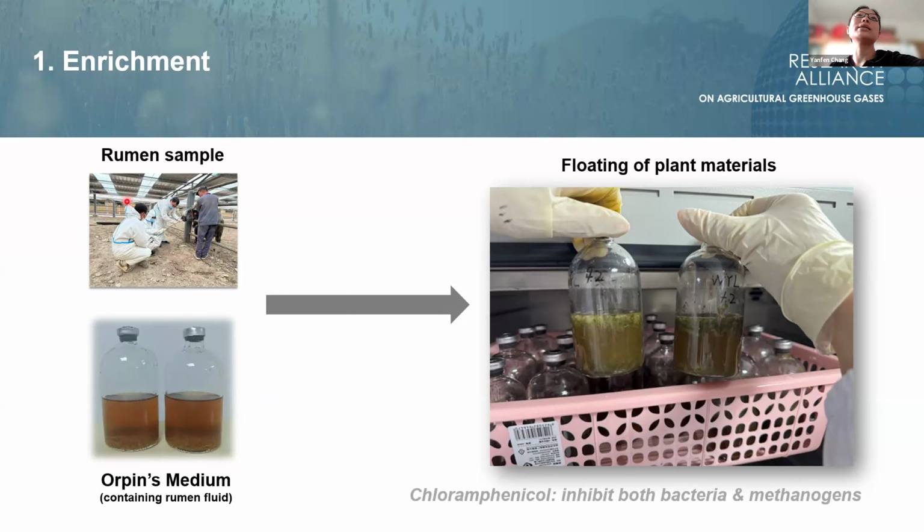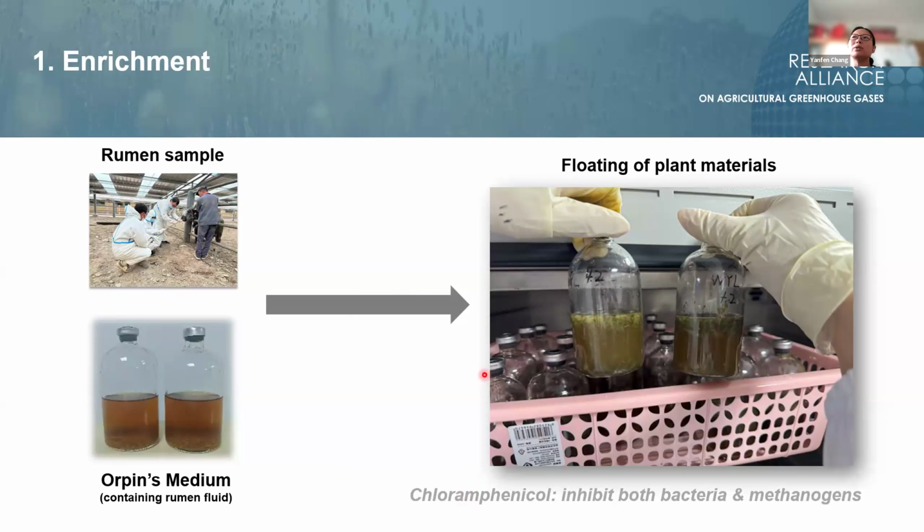And the second one is the samples. So we need to collect the samples and then dilute and inoculate into the media as soon as possible. Because if we expose the samples to air for 2 hours, 4 hours, then the fungi might not grow in the culture. And after 3 days, maximum 5 days, you can see some floating plant materials, which means the fungi grow in the culture.